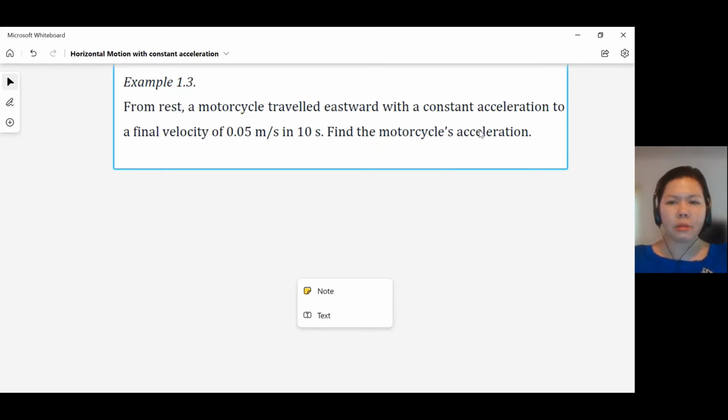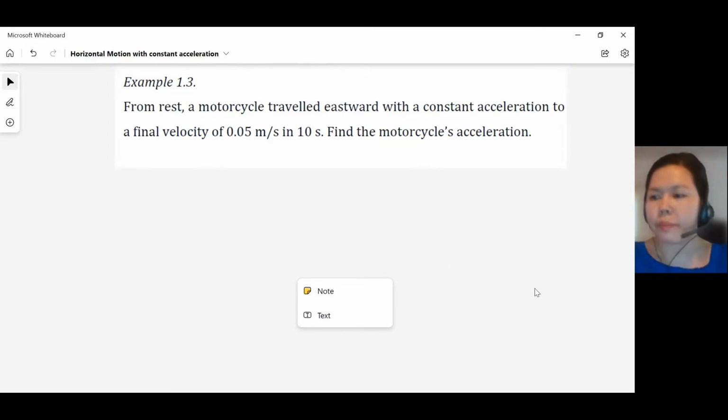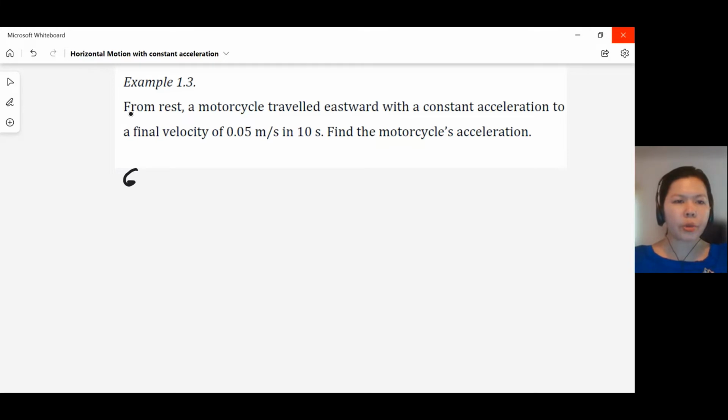So here we are to find the acceleration. And so we need to use any of the equations that we have derived, any of the three, 1.1, 1.2, 1.3. From those, we can choose the first equation, 1.1. But first, we write the given.